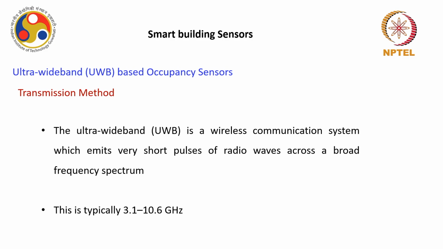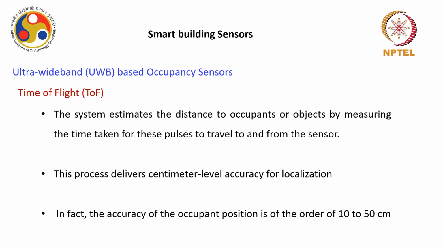Then this is the transmission method. You usually emit very short pulses of these UWB waves. Then the system estimates the distance to occupants or the object by measuring the time taken by these pulses to travel to and fro from the sensor. This process delivers centimeter level accuracy for localization. So you have a very accurate measurement with these UWB based devices. In fact, the accuracy of the occupant position sensor is of the order of 10 centimeter to 50 centimeter or so.